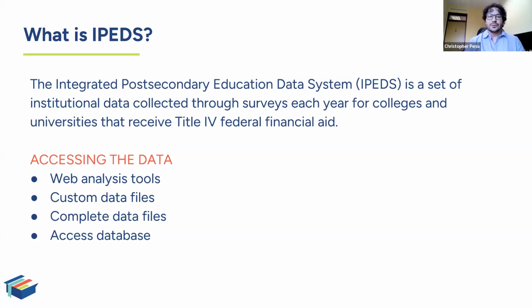Now, there are a few ways that we can do that. One of the easiest ways is through web analysis tools. So you can go to the IPEDS Data Explorer website, and you can actually build your own tables of data that are interesting to you. You can also download custom data files. So we have different pieces of data that you may want to analyze, and so you can bring down that data. And then you can also download the complete data files. I'm going to show you that a little bit later because I think that's what we often do in IR. We want to actually work with the complete raw data set. And then finally, you can access the information through an Access database that's been provided through the Department of Education.